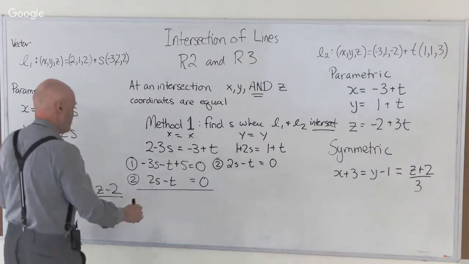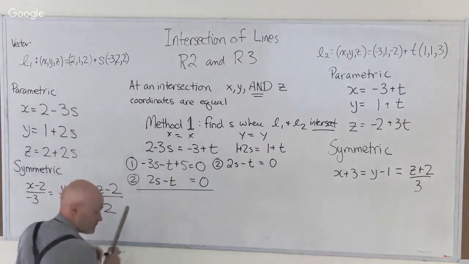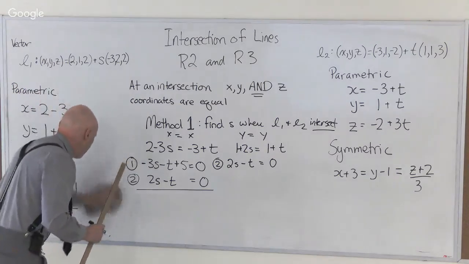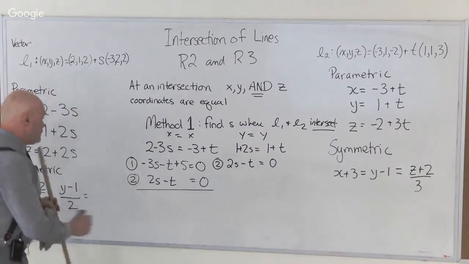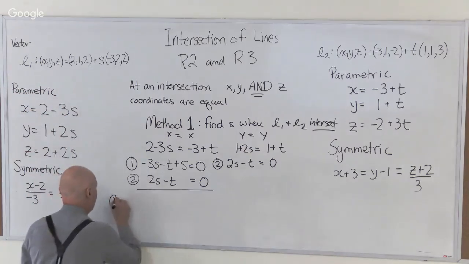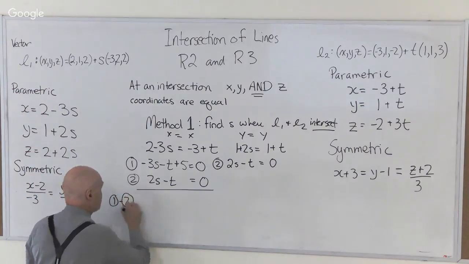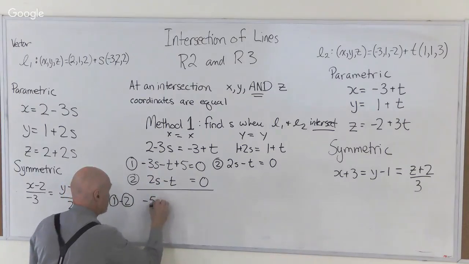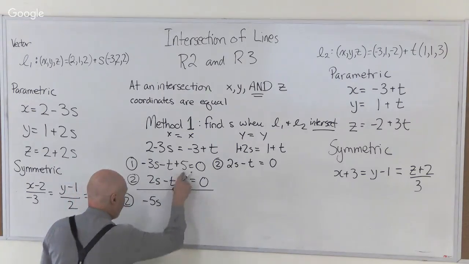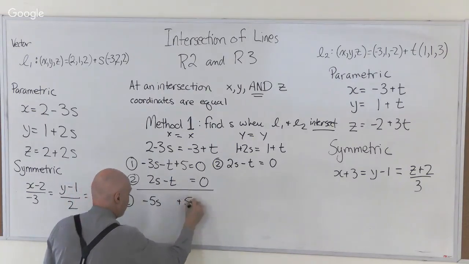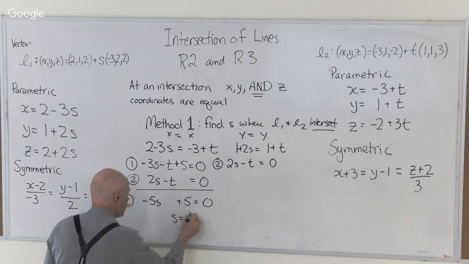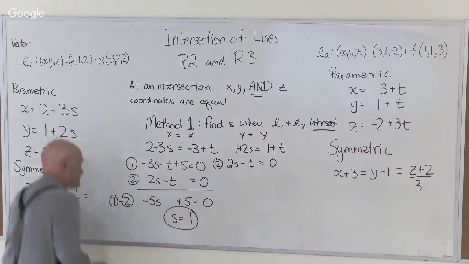Okay. So I'm just going to get rid of this. I'm going to do equation 1 minus equation 2. Okay. So negative 3s minus 2s is negative 5s. Negative t minus negative t is nothing. 5 minus nothing is 5, and that's all equal to 0. By the time I do all the math on this, I get a value of s that's equal to 1.